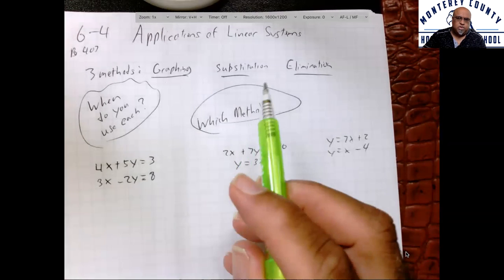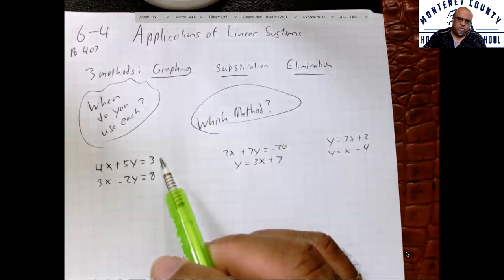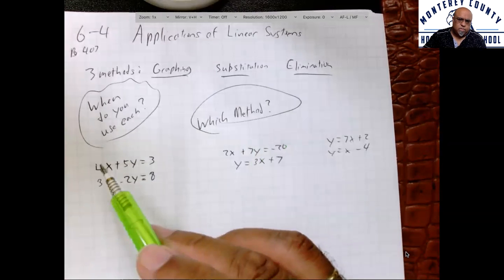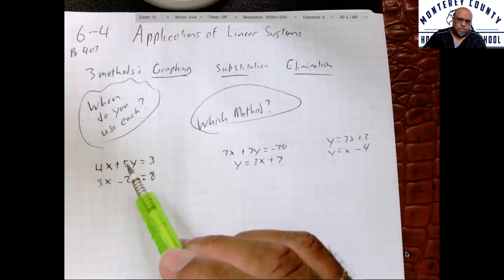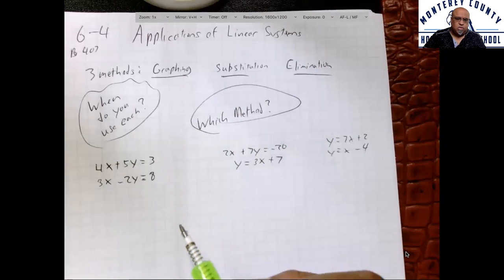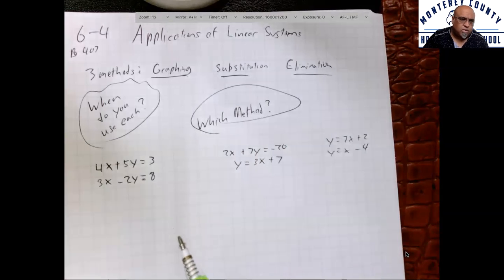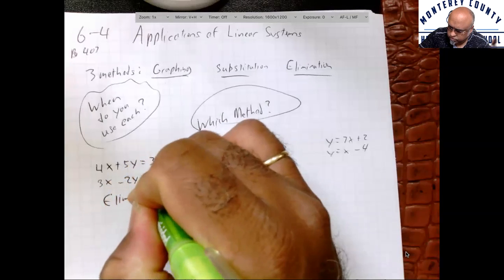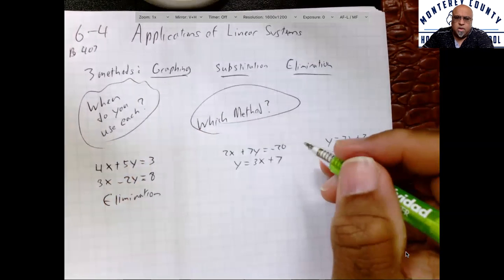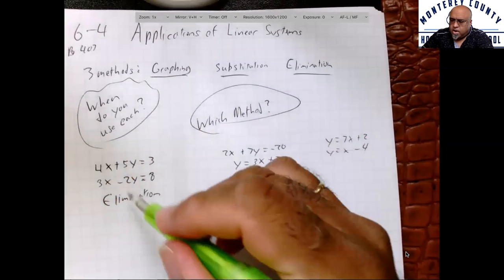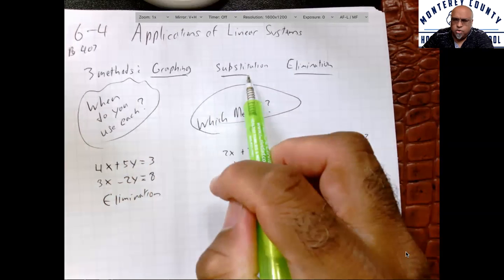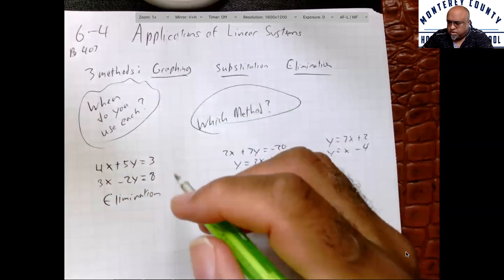Okay, let's take a look at the elimination method. Well, the elimination method asks, is one of these opposite of each other? No. 4x and 3x are not opposite, and 5y and 2y are not opposite, or the same, where I could subtract to do the opposite operation. So in this case, I would use the elimination method. Even though there are no opposites, since there's no good reason to do it by graphing, and no good reason to do it by substitution, elimination is probably the best method.